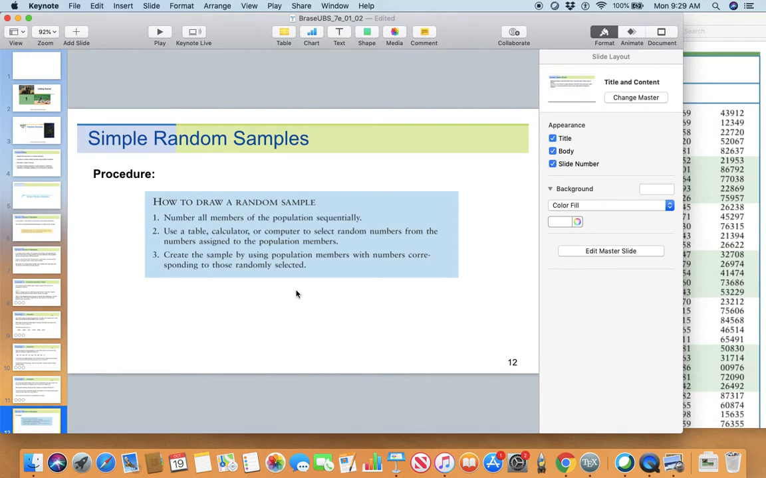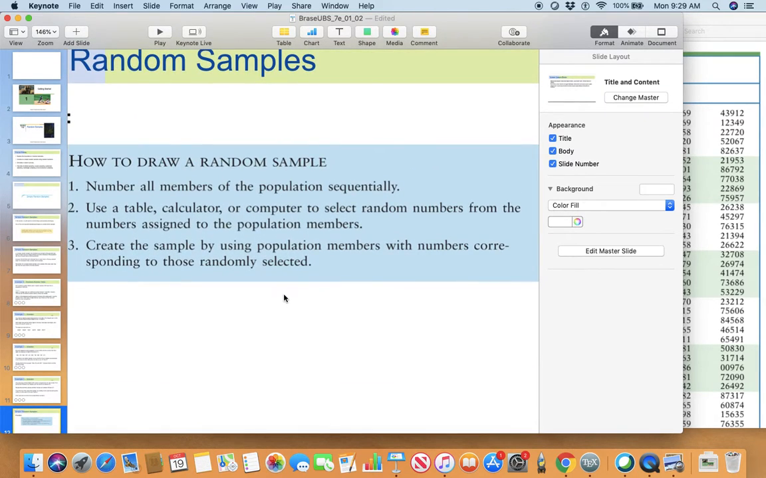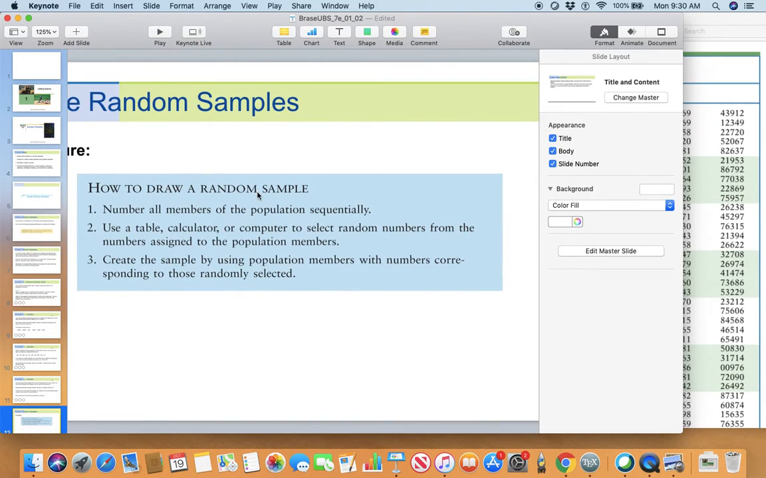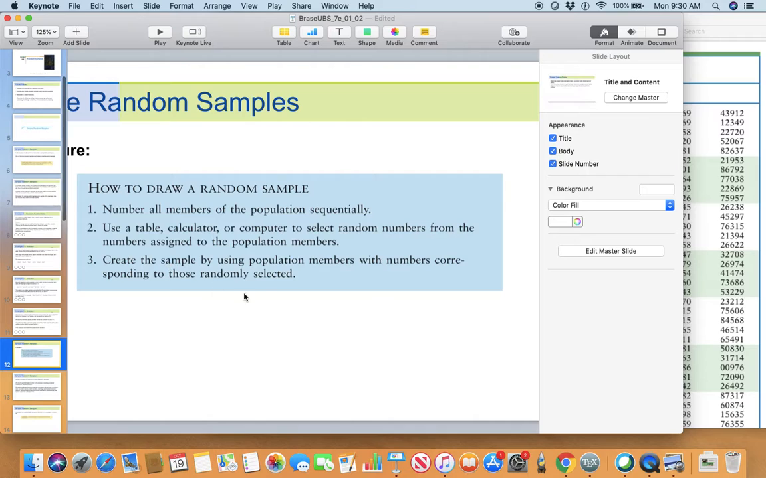Okay. So here is the procedure to draw random samples, truly random samples. Randomly number all the members of the population sequentially. Use a table like here, or a calculator or a computer to select random numbers from the numbers assigned to the population. Create the sample by using the population members with the numbers corresponding to those randomly selected.